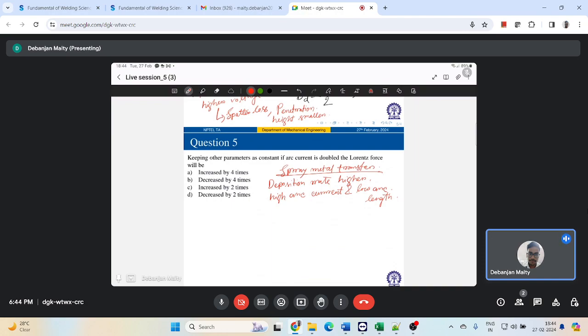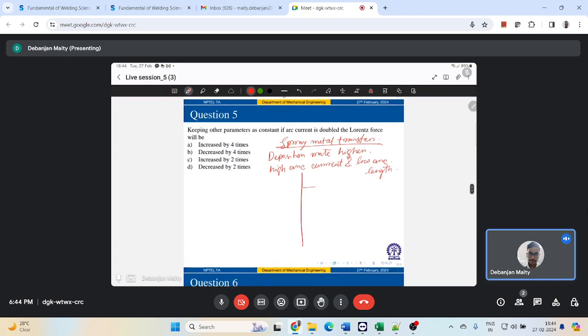Now in spray transfer, you have three different categories. In spray transfer also, I can have different categories of spray. One is this projected kind of metal transfer. Then you can have streaming metal transfer. Then you can have rotating metal transfer. It depends on how much current value you are passing through your arc, right?